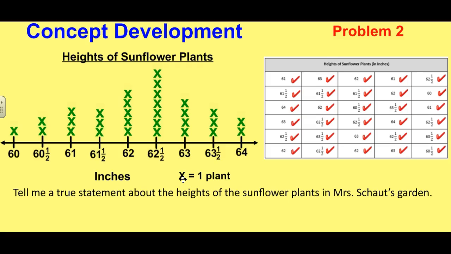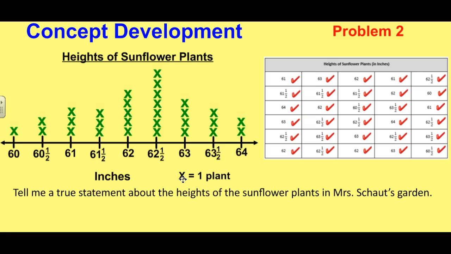Now on your piece of paper where you made this line plot underneath the chart, I want you to write a statement that is true about the heights of the sunflower plants in her garden based on this line plot. So I'm just going to give you one as an example. This isn't the one that I want you to write down. I want you to come up with one on your own.